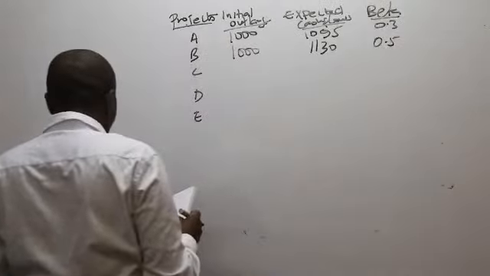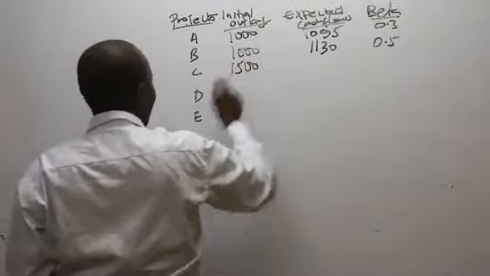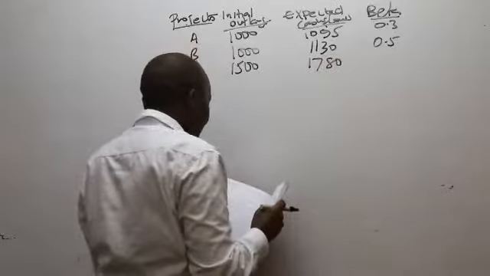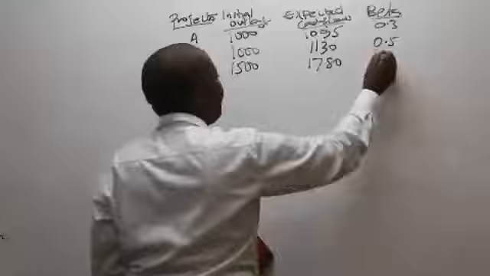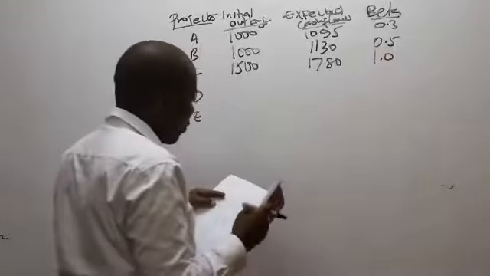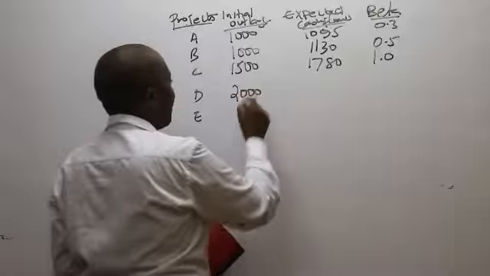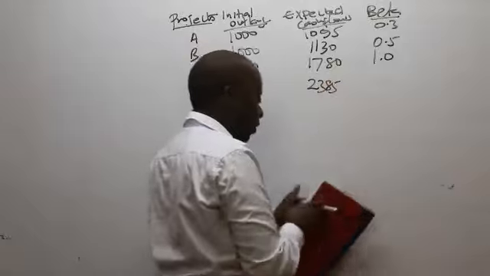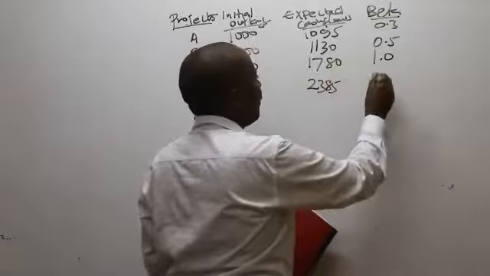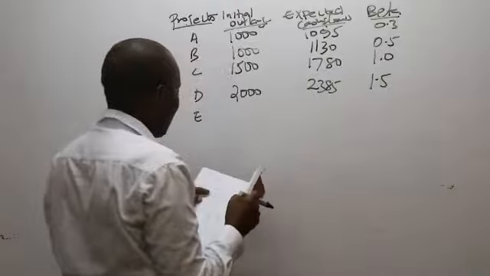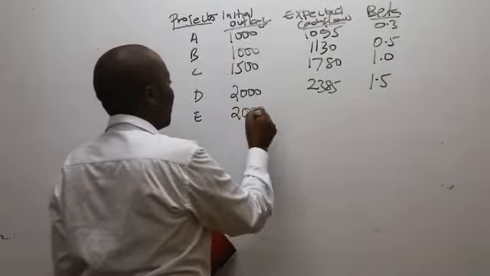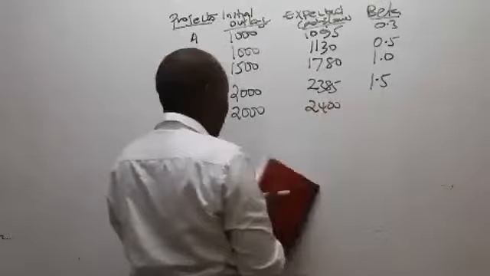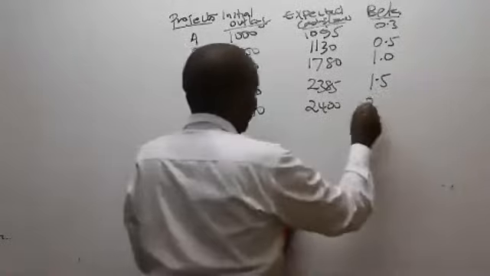And then we have C, where they give us 1,500, 1,780. Quite an interesting question. After that, D, we have 2,000, 2,385, and a beta of 1.5. Then E, we have 2,000, 2,400, and then a beta of 2.0.